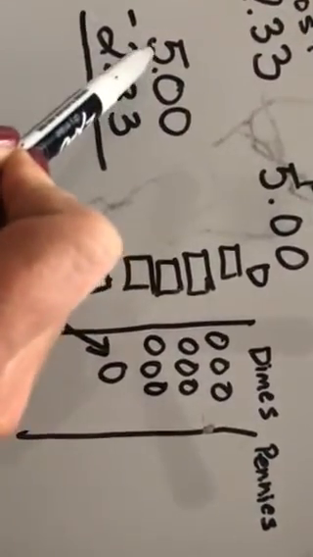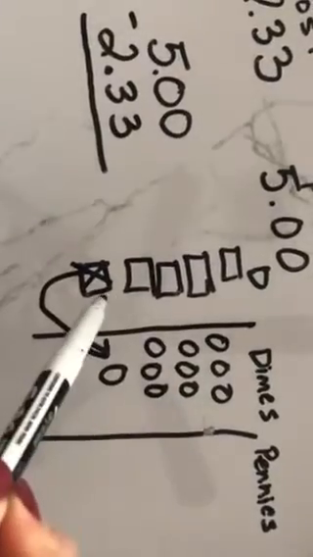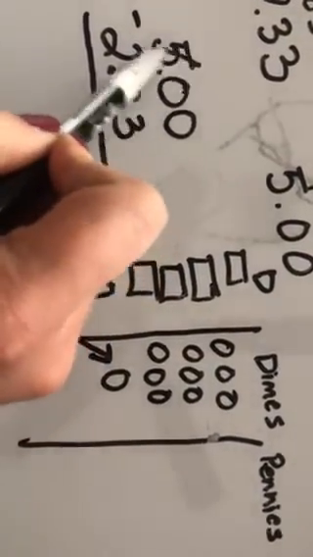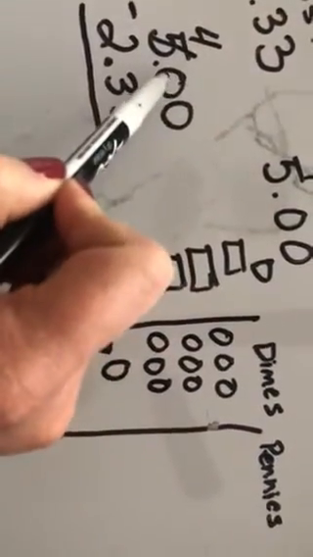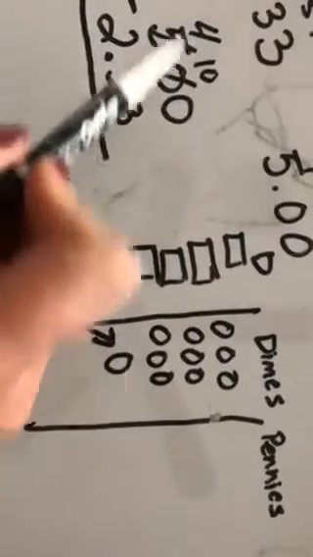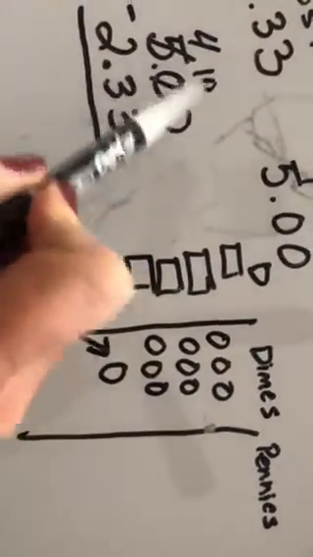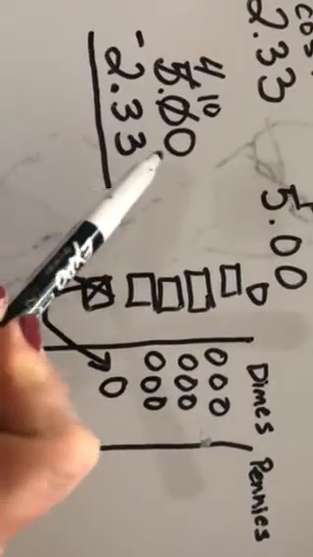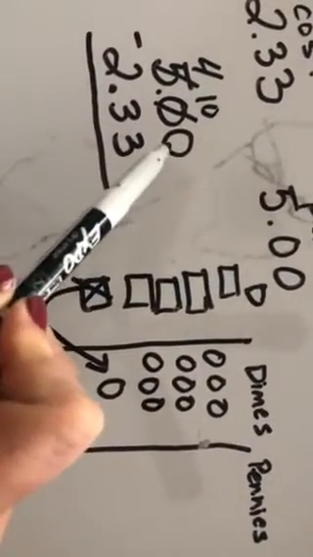Let's take a look here. We no longer have $5 in our dollar bills. So we have 4, but we have now gained 10 dimes. $4 plus 10 dimes is still $5. All right, let's go back to our original problem. We still need to subtract 3 pennies from 0 pennies.